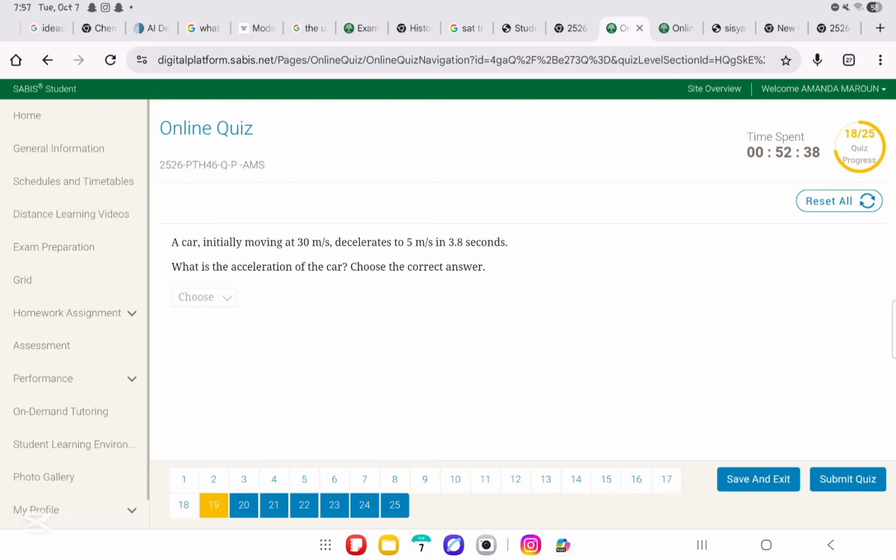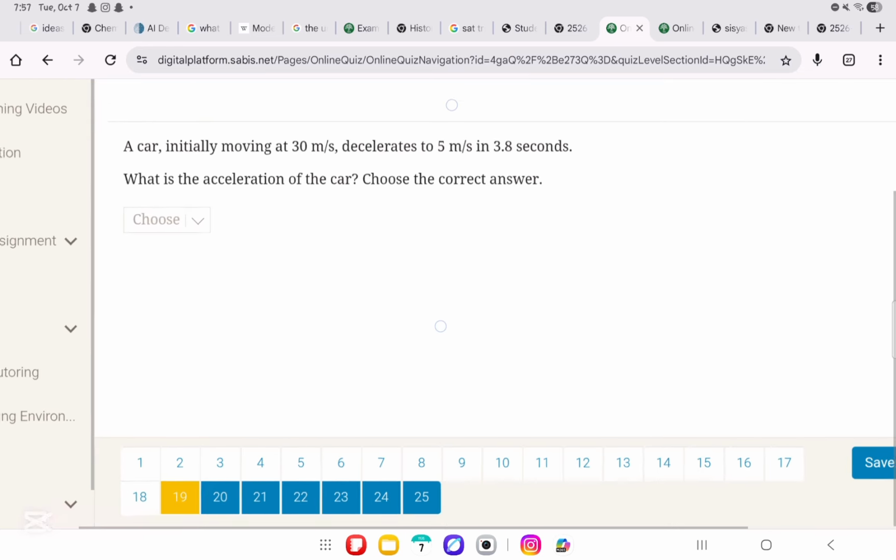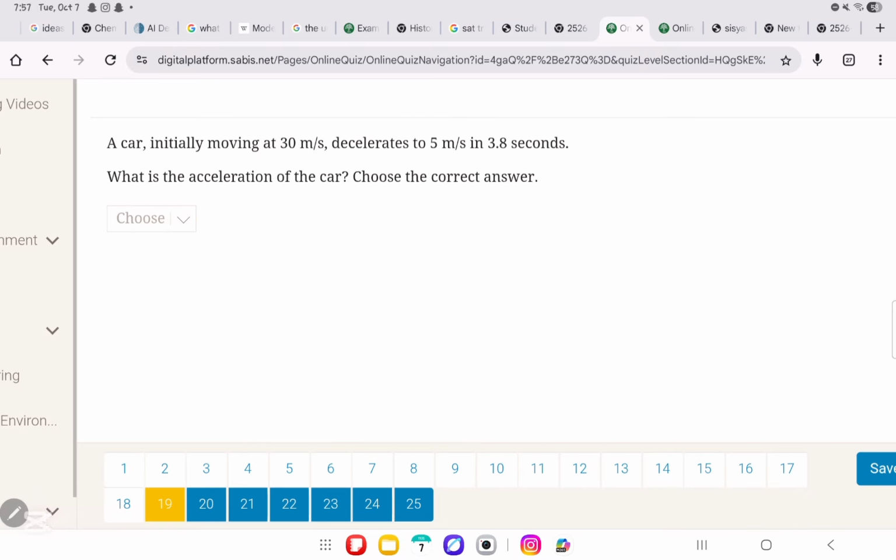Initially moving at 30 meters per second. Very important, this is V initial. Decelerates to 5 meters per second. So this is V final, in 3.8 seconds. They want the acceleration of the car. First of all, they told us decelerates, that means, of course, acceleration needs to be negative. Second of all, we can find it by doing V final minus V initial over time.